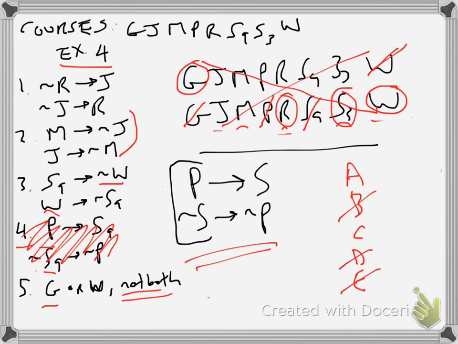In answer choice A, she's taking psychology and statistics. In answer choice C, she's taking psychology. She is not taking statistics. A has to be the answer.